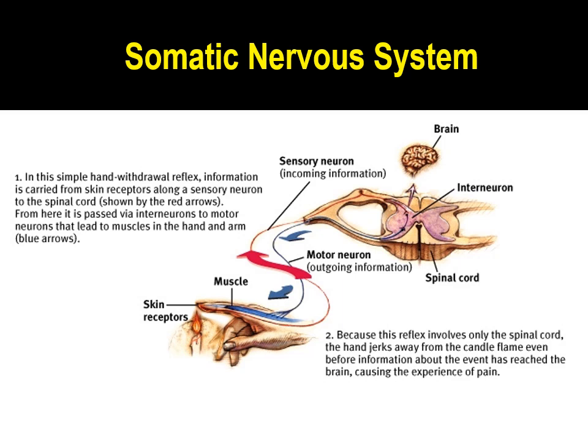And this is what it looks like. Let's say that you've got your finger on a hot candle, and the skin receptors tell you, this is hot, we're going to burn our fingers, you need to move your hand now. And it travels up through sensory neurons, and then back down to motor neurons to tell us to move our hand.